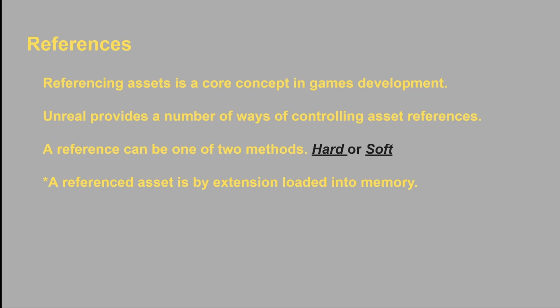There's two predominant methods, which are hard and soft. A referenced asset is by extension loaded in memory. So whenever we're calling something, we are loading that into memory. This is a direct relation to when we cast or when we're calling something. Obviously, it needs to be in memory for us to be able to actually get that information.